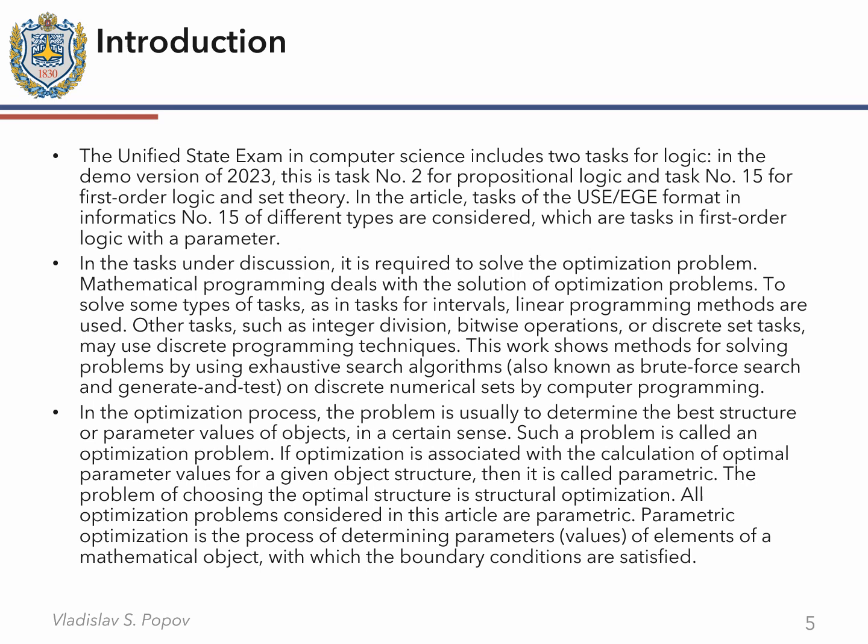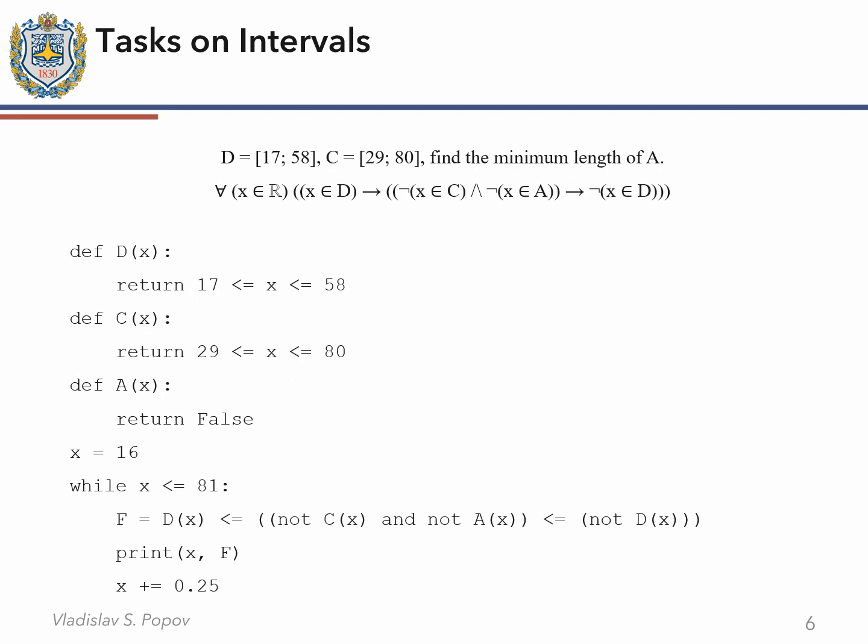In the optimization process, the problem is usually to determine the best structural parameter values of objects, in a certain sense. Such a problem is called an optimization problem. The optimization is associated with the calculation of optimal parameter values for a given object structure. Then it's called parametric. The problem of choosing the optimal structure is structural optimization. All optimization problems considered in this article are parametric. Parametric optimization is the process of determining parameters or values of elements of a mathematical object, with which the boundary conditions are satisfied.